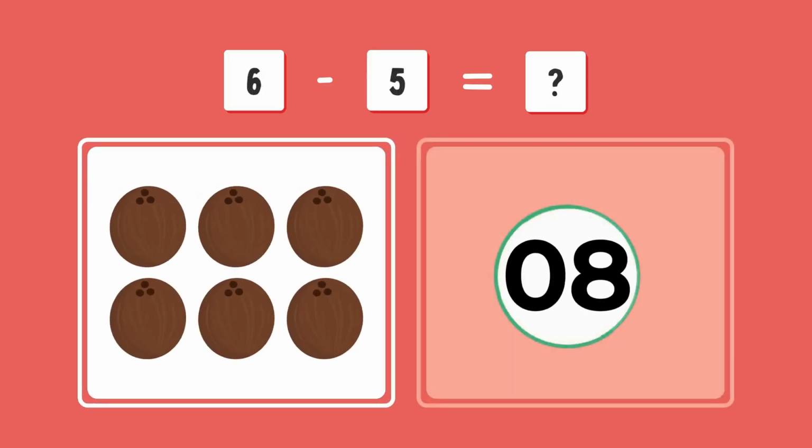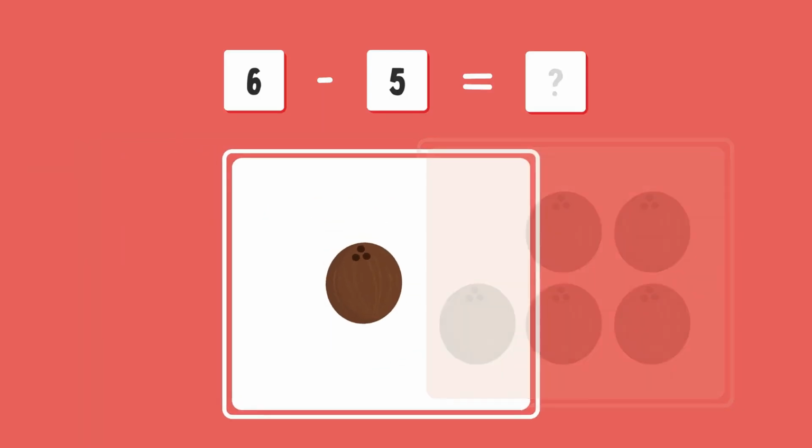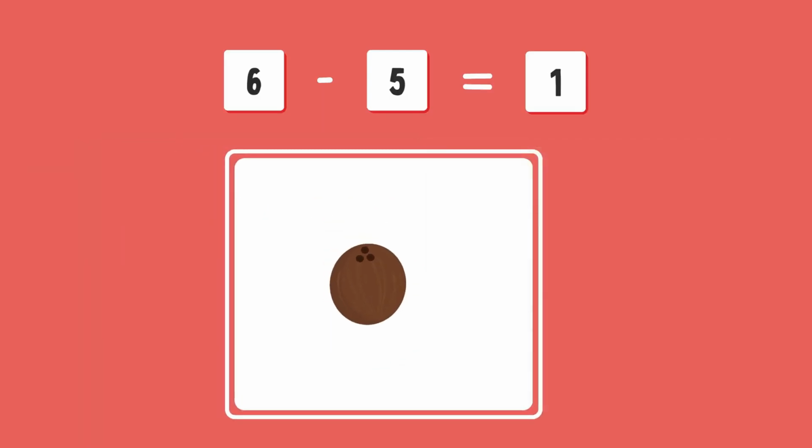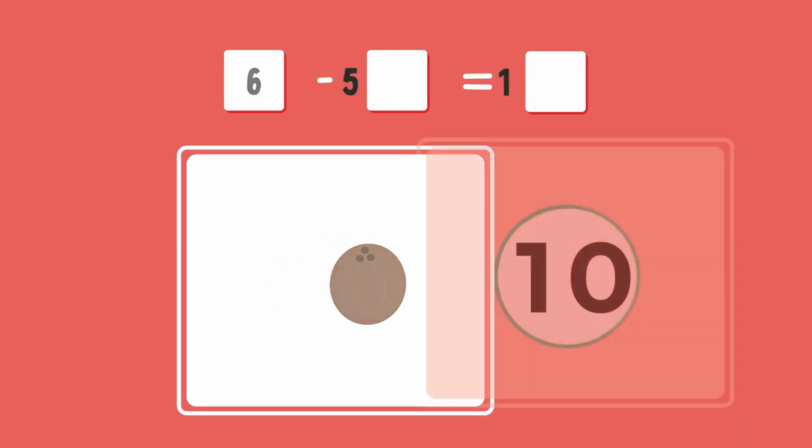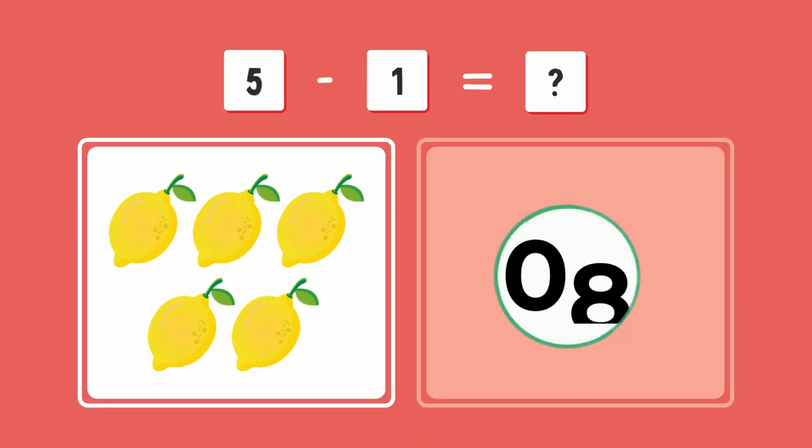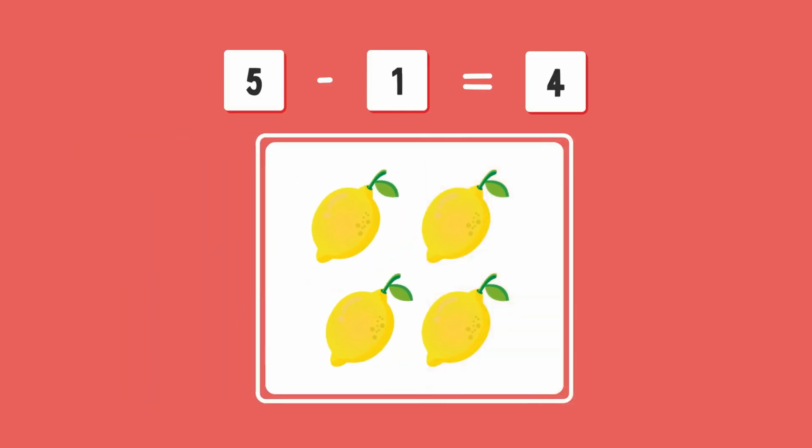What is 6 minus 5? 6, 5, 4, 3, 2, 1. The answer is 1. What is 5 minus 1? 5, 4, 3, 2, 1. The answer is 4.